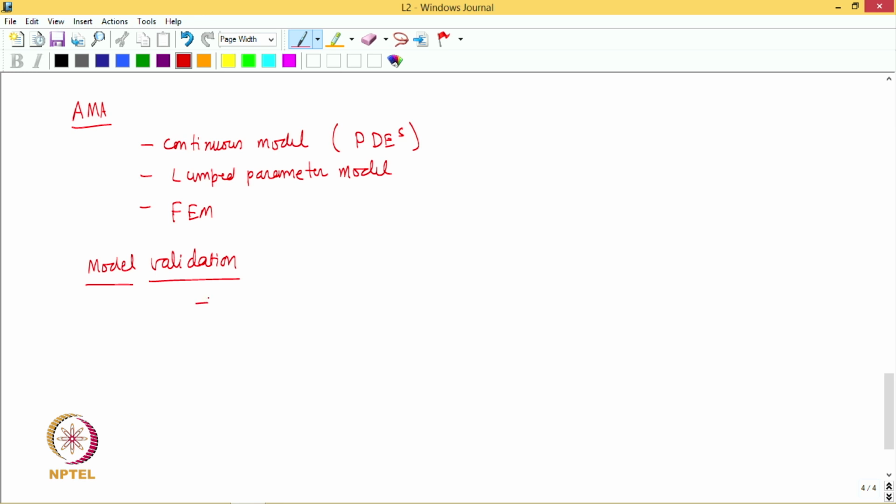Therefore, model validation involves assessing the accuracy of predictions made by a model.